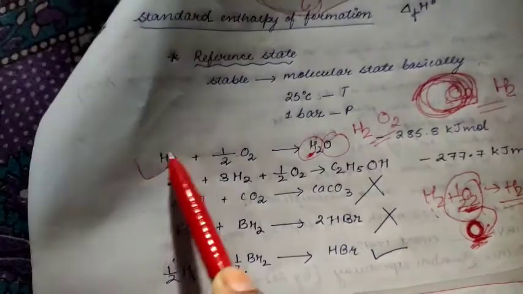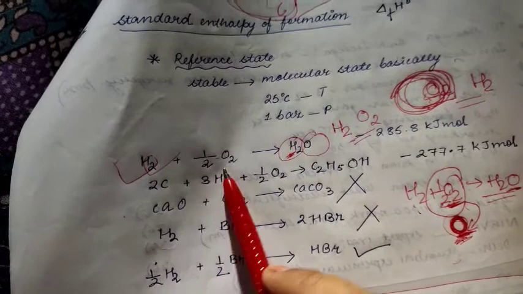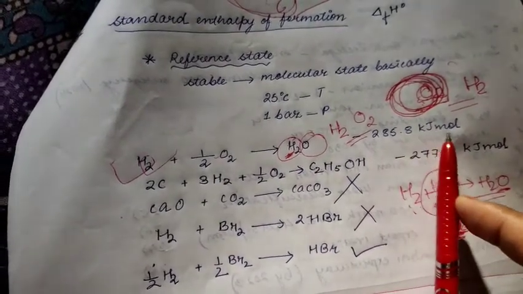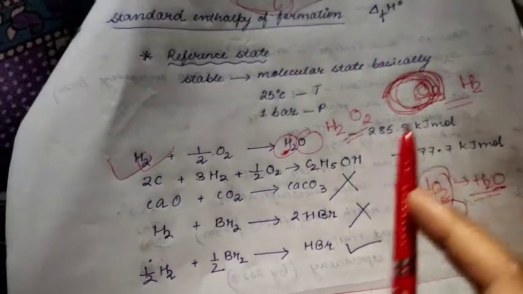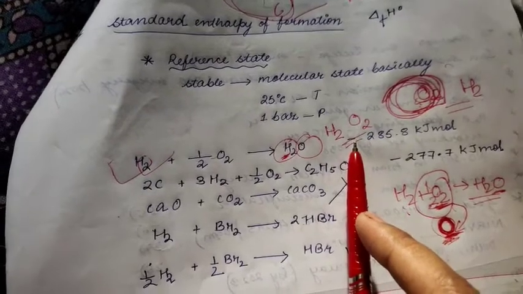So this is the example of standard enthalpy of formation. And here, what is the change in enthalpy? Minus 285.8 kilojoule per mole. Okay, why is it minus here? Why has the enthalpy been negative here?